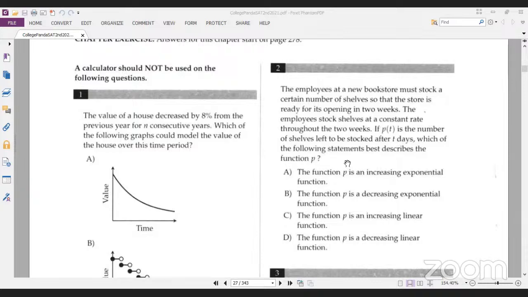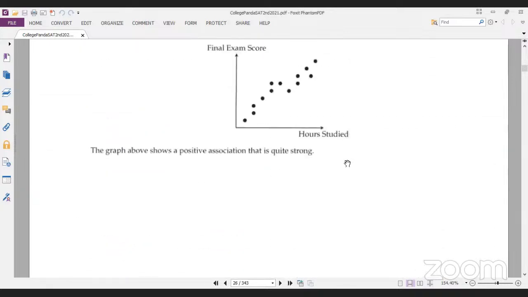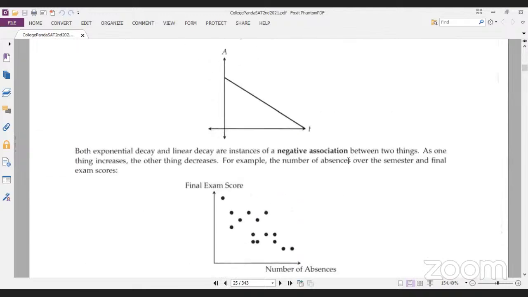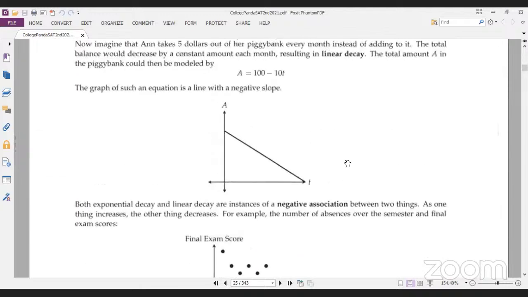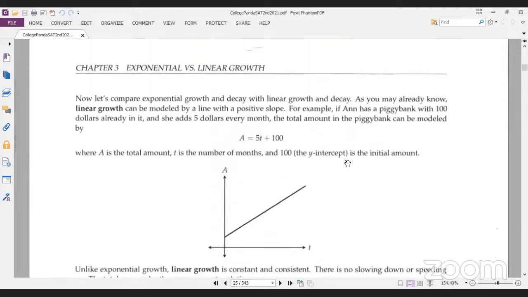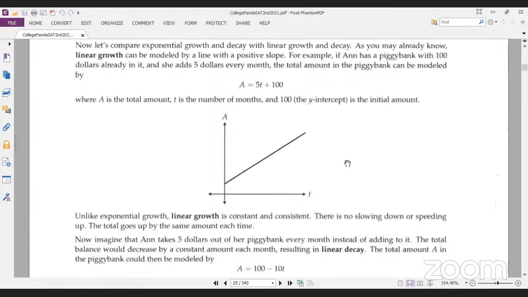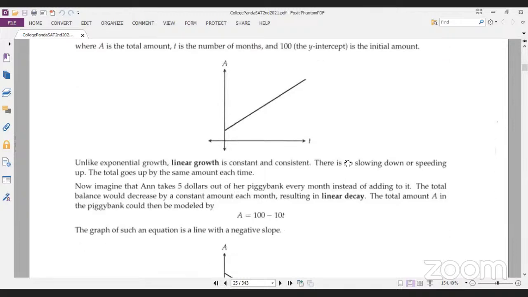We are about to finish this chapter. Let's talk about the linear and exponent functions: linear function or linear relationship, growth or decay, and exponent relationship, growth or decay.